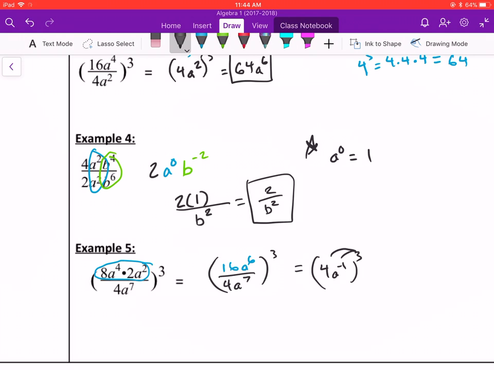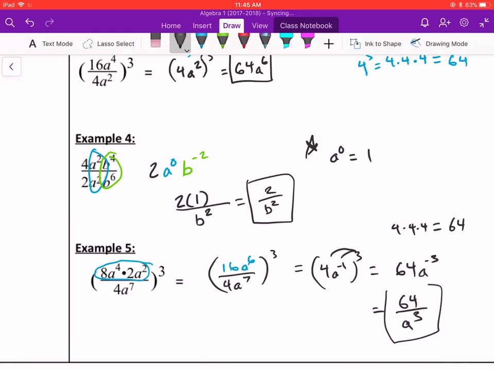Now, if you remember, 4 to the 3rd was 4 times 4 times 4, right, which was 64. So this is going to be 64, but then a, 3 times negative 1 is negative 3. And the last thing to check is you can't have a negative exponent, so let's do 64. On the bottom is going to be a to the 3rd, right? We just switch it. If it's at the top, it's now on the bottom, right, as a fraction. That would be your answer.